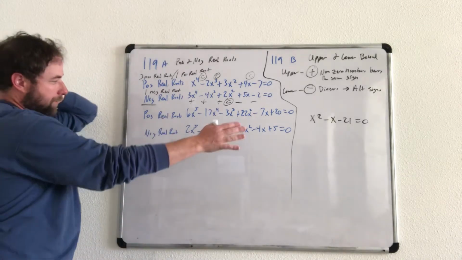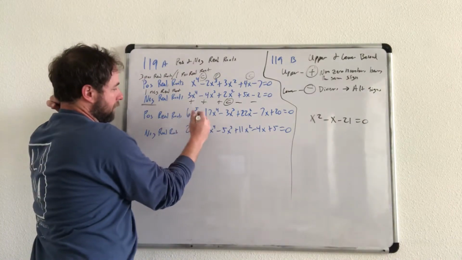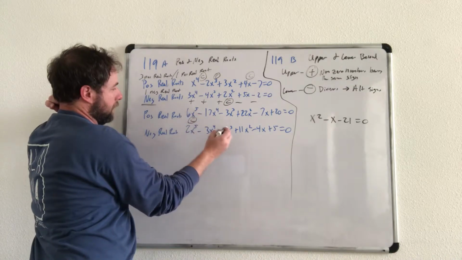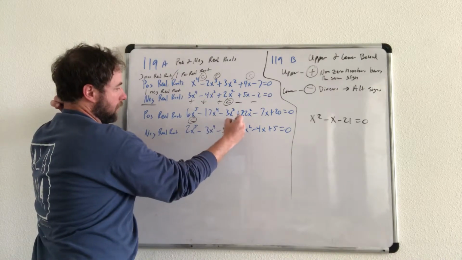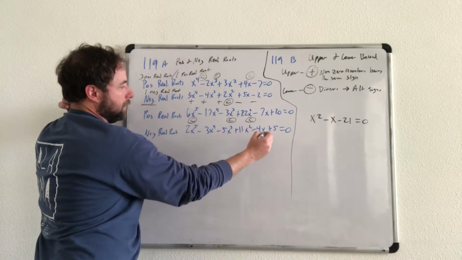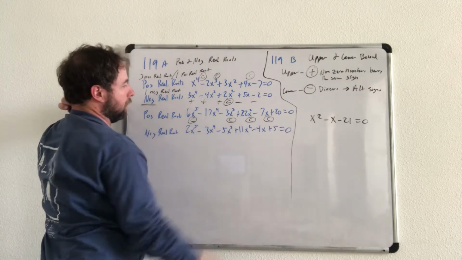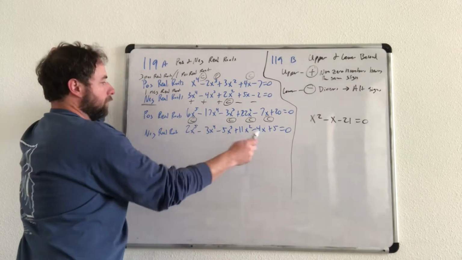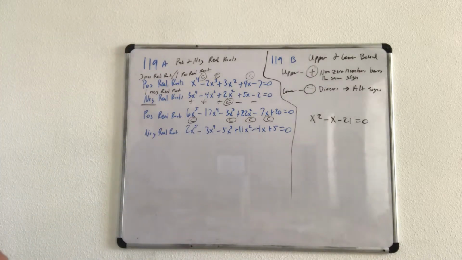Next one's positive, so there's nothing to do, so it's as is. So we have a change here where it goes from positive to negative, stays negative, a change here where it goes from negative to positive, a change here where it goes from positive to negative, and then a change here where it goes from negative to positive. So we have 4 changes.